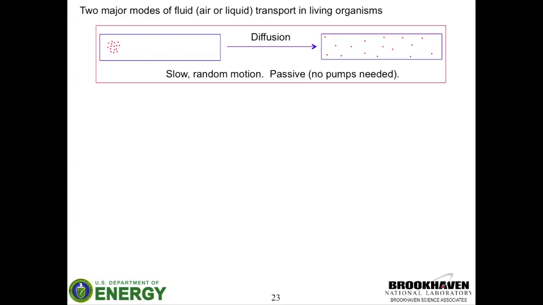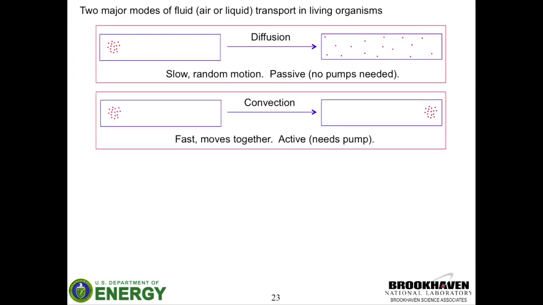If you're sitting in a still room and somebody has perfume on the other side, eventually you will smell the perfume, okay? The other way of fluid transport is convection, and this is a fast and forced motion where we call it active because you need some pump mechanism to push these particles from one end to the other. For example, your heart. Your heart moves blood around by convection, okay? The pumping of your heart.